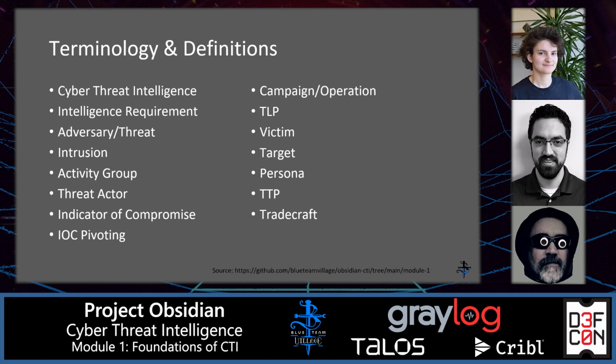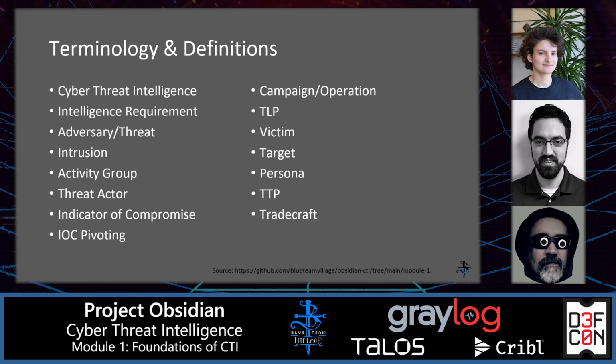Moving on to intelligence requirement, that's like the driving question. That's the core of the intelligence lifecycle, like what are we trying to answer? And moving on, the adversary or the threat, we use these interchangeably. This is the person involved in the attack or intrusion. Vulnerabilities and tools don't fall under the adversary or threat definition. An intrusion, that's an attempt by the adversary to compromise the system. Doesn't have to succeed, just an attempt.